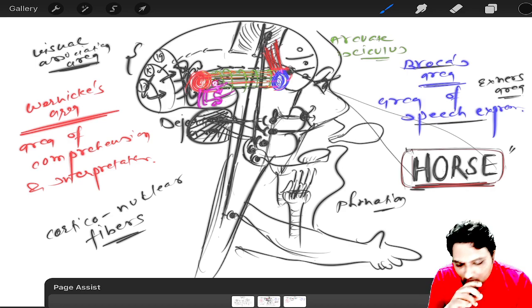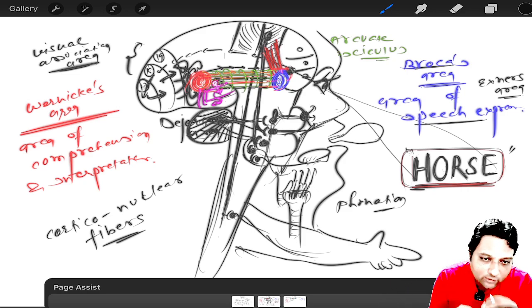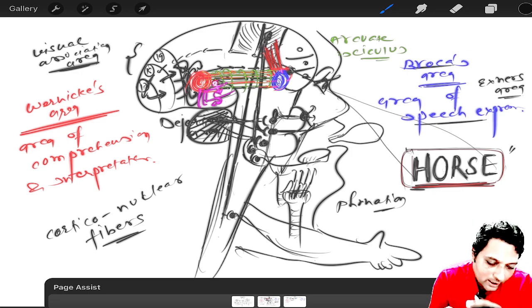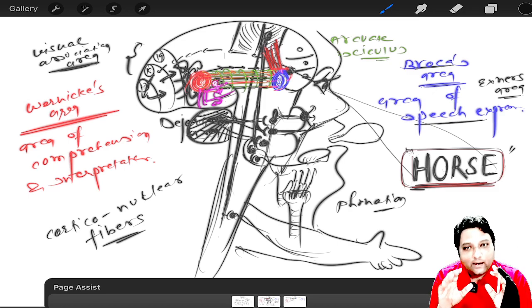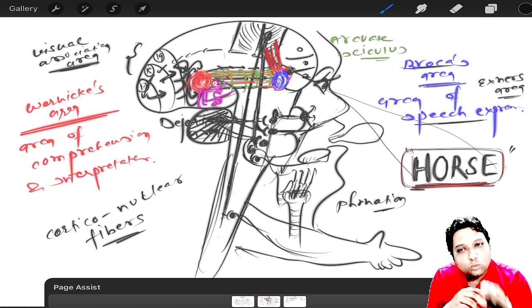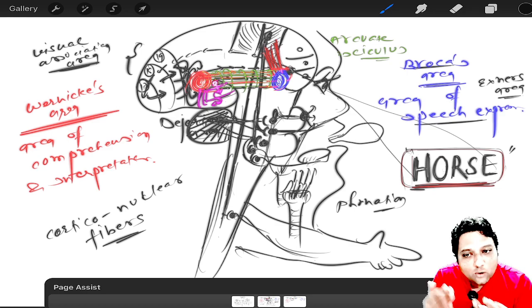Visual information, which is carried through the visual pathway, goes to the visual cortex and visual association area, and finally it is received by Wernicke's area, and through the bundle arcuate fasciculus, this sensory information goes to Broca's area. After receiving sensory information from Wernicke's area, Broca's area projects this information to motor cortex, and finally speech is produced either in spoken form or written form. Clear? This is the mechanism of development of speech.